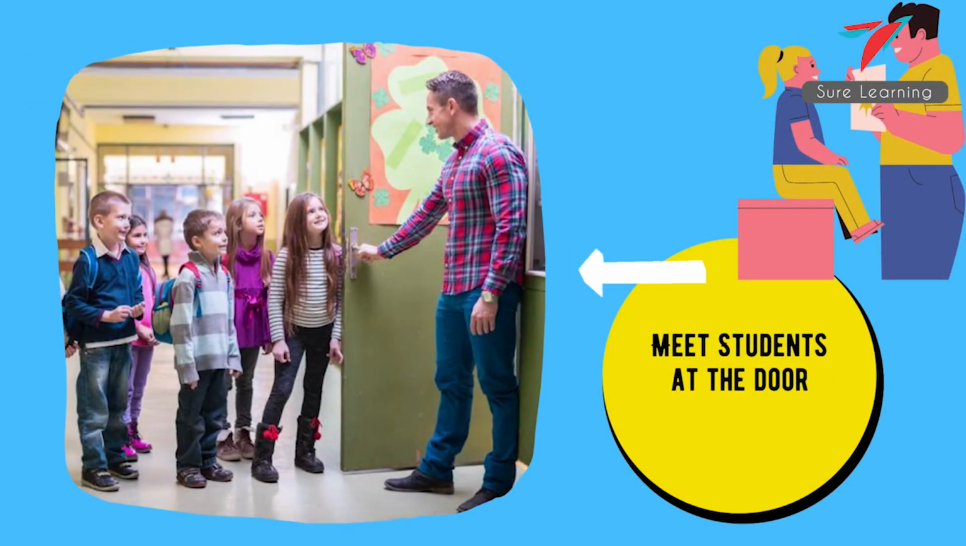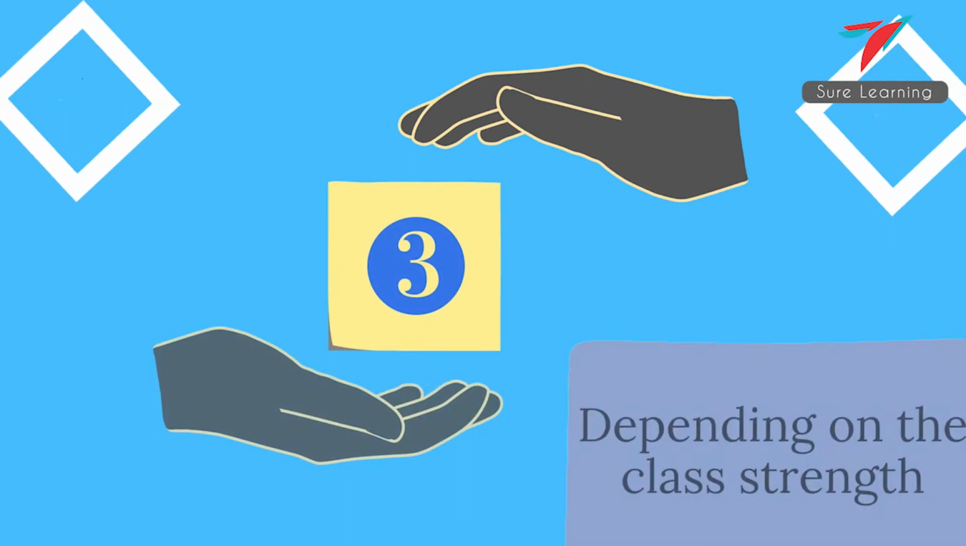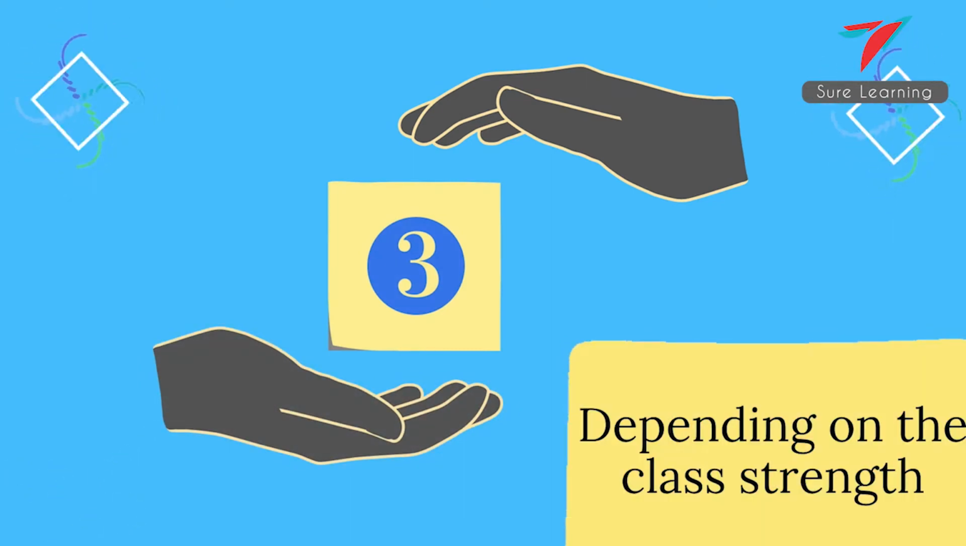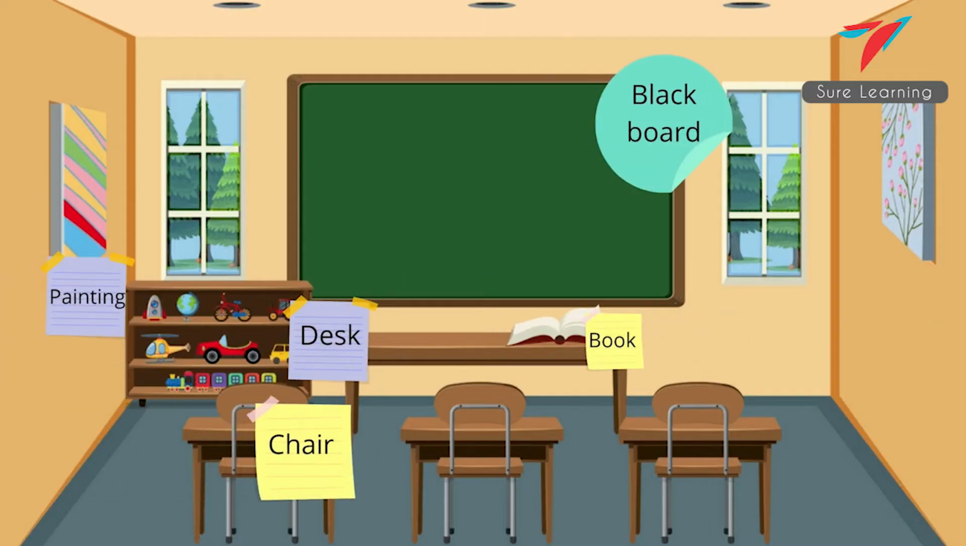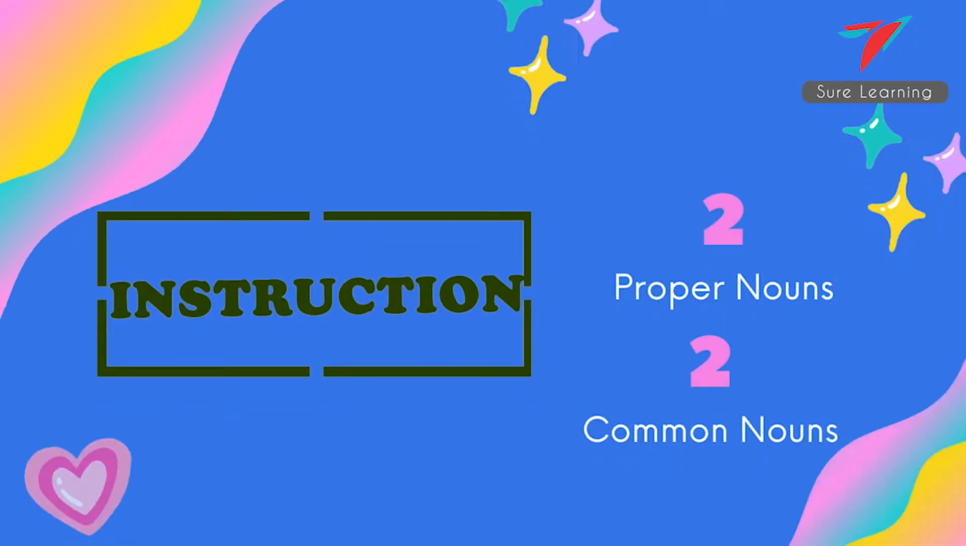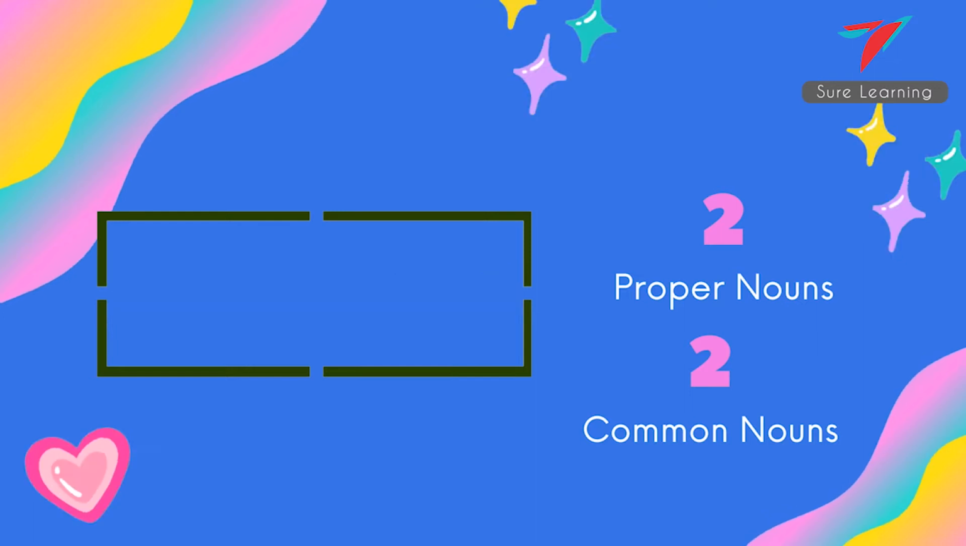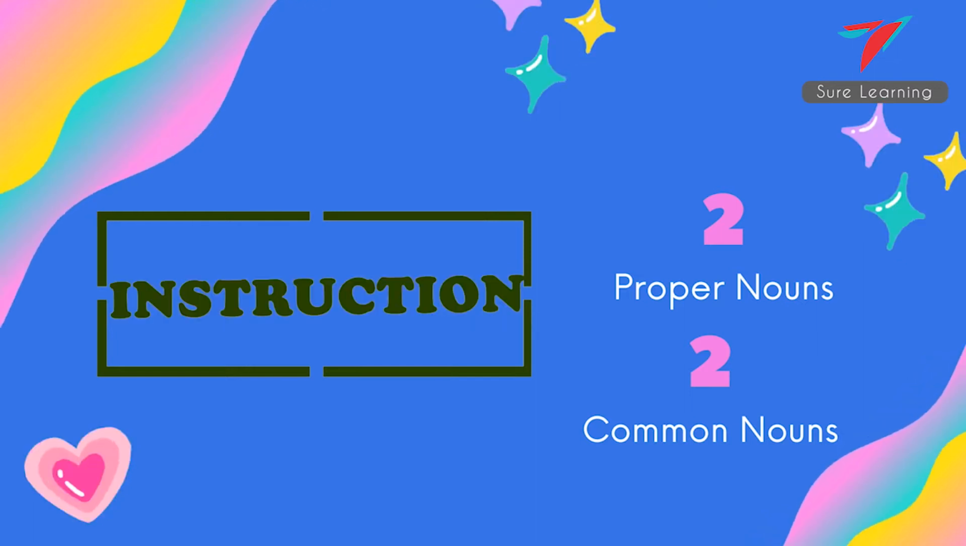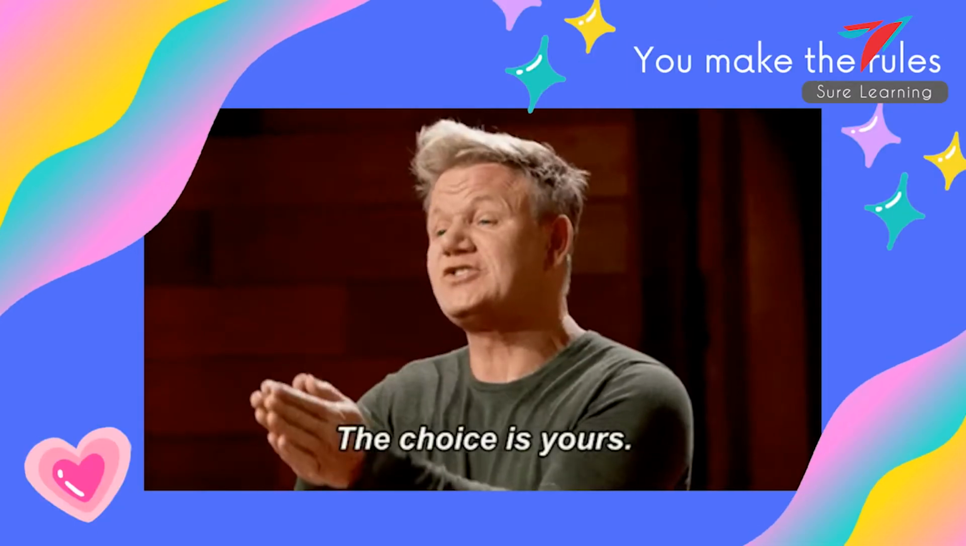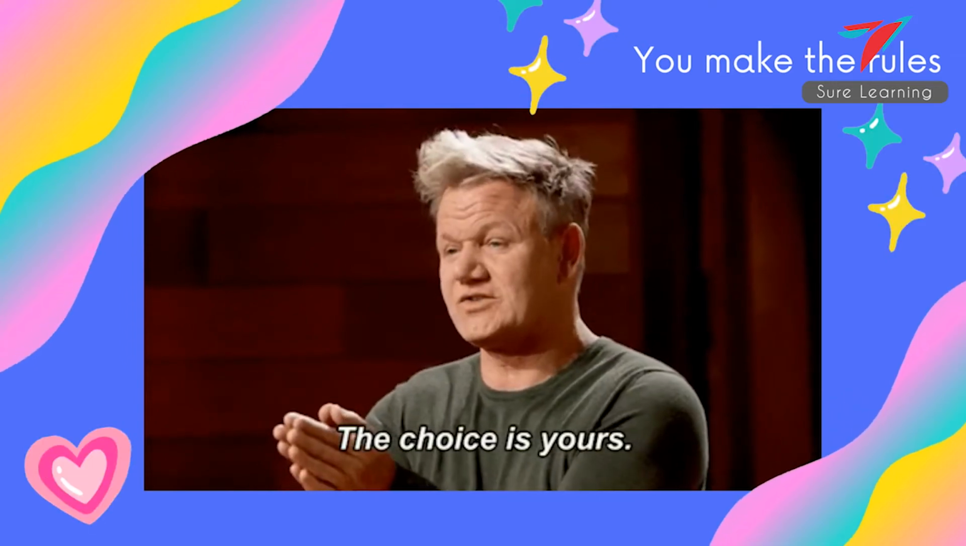Scavenge nouns. This activity involves sticky notes. Meet students at the door and hand them a sticky note. Hand them more than one sticky note depending on the class strength. Ask them to write a noun that they see in the classroom and stick the note to that noun. You can be specific or general with the instructions. For example, 2 proper nouns, 2 common nouns, etc. You decide how you want to suit it with your class. Classroom will be covered with nouns and you will love it.